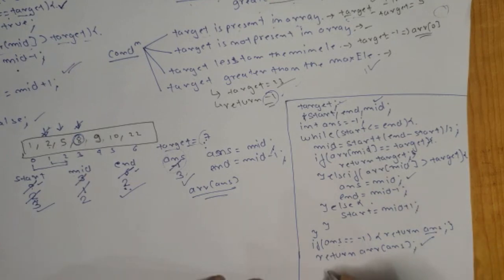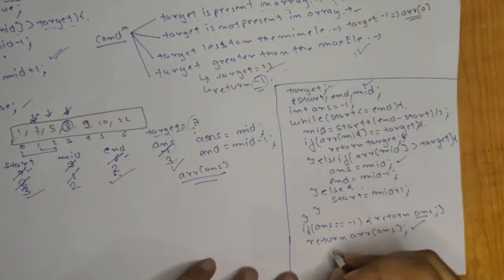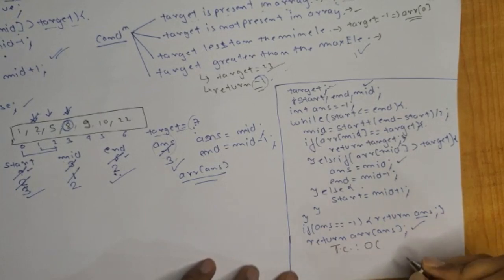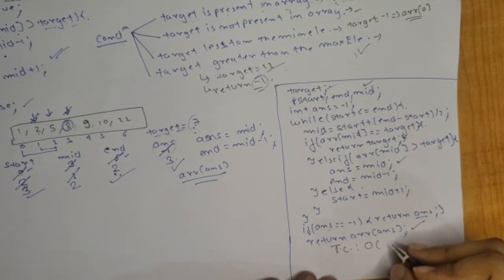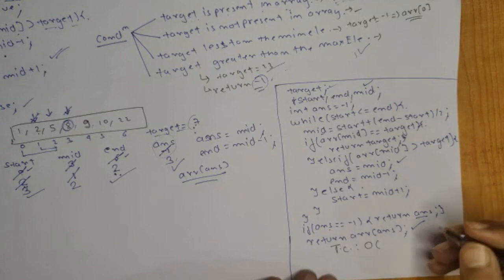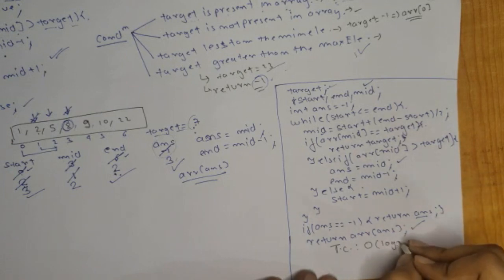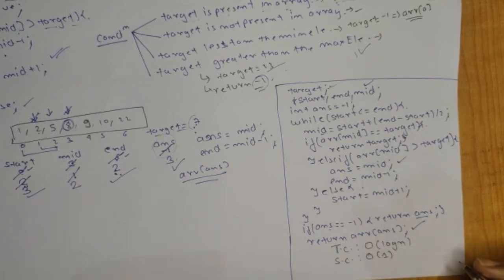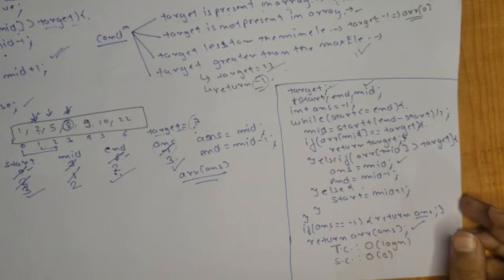This is the actual code of this problem. Let's discuss the time complexity and space complexity. The time complexity will be the same as that of binary search, because we are using the same algorithm, just modifying the binary search algorithm to solve this problem. So our time complexity will be O(log n), and since we have not used any extra space, our space complexity will be O(1).